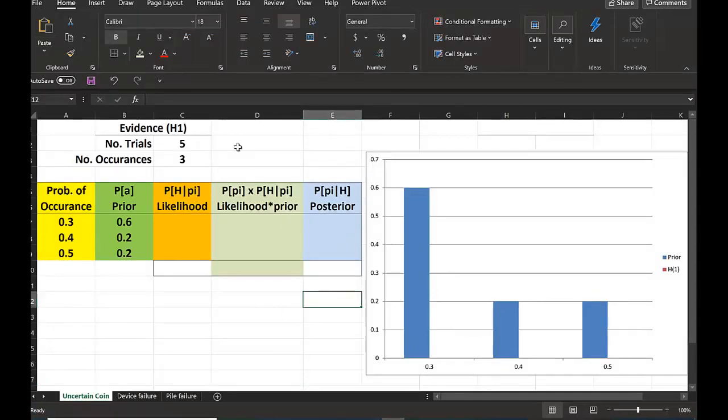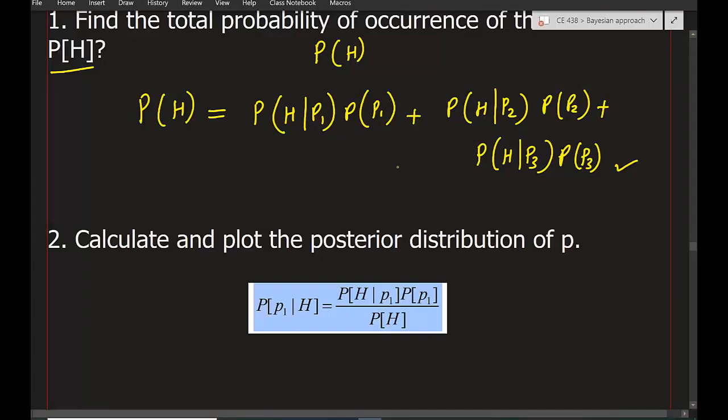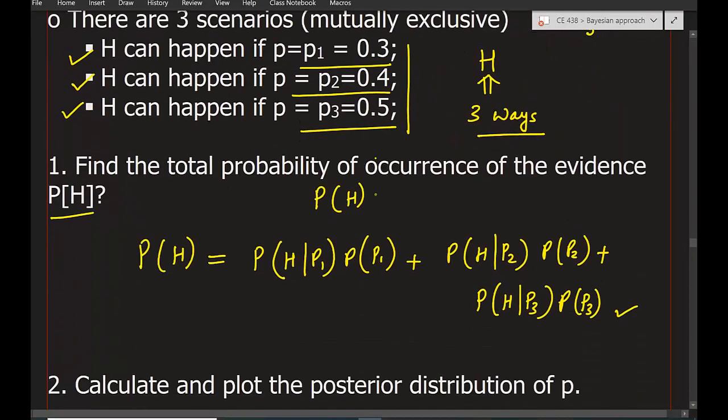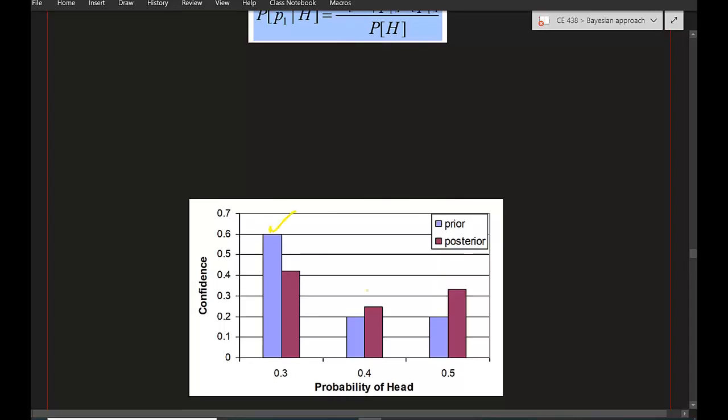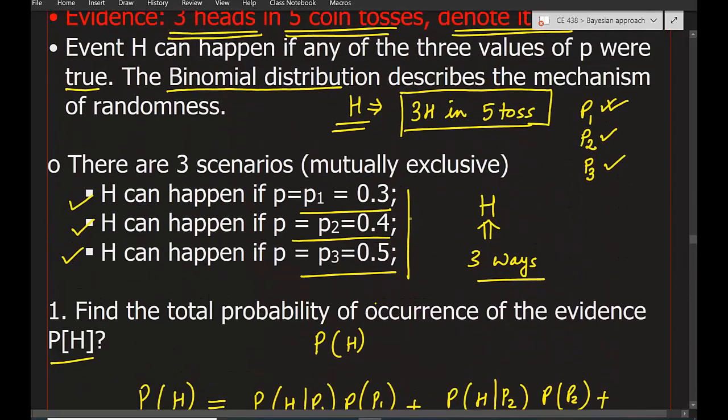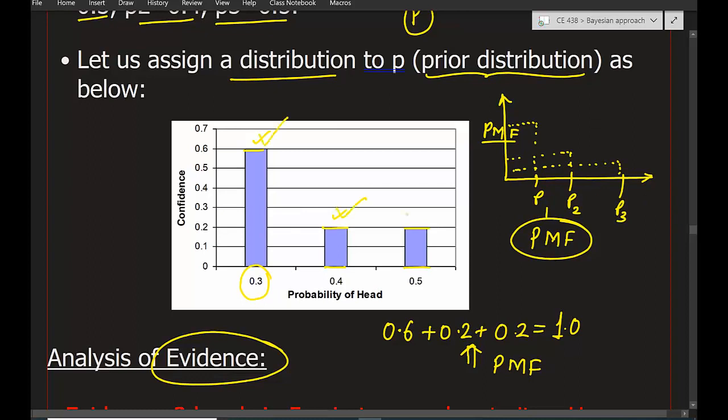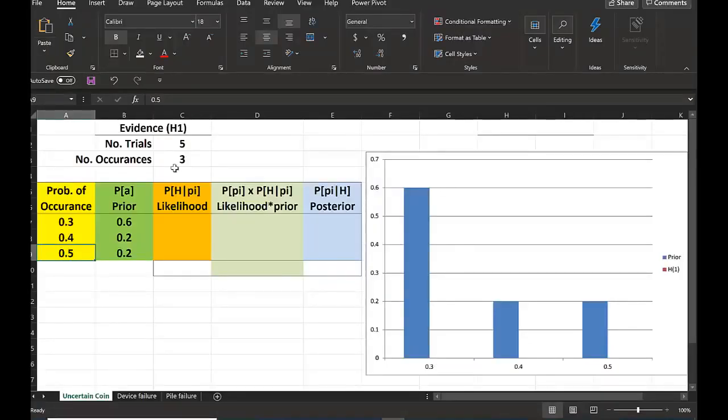So we have 5 trials, that is 5 coin tosses, and in these 5 coin tosses we are getting a head 3 times. Now the probabilities of occurrence, P1, P2, P3, are 0.3, 0.4 and 0.5, and the corresponding prior probabilities are 0.6, 0.2 and 0.2.